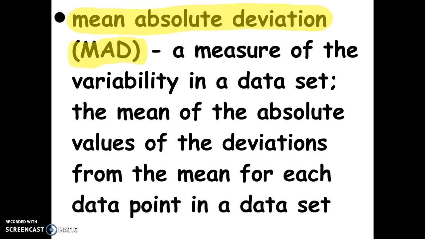Mean absolute deviation, or MAD as we'll call it, is a measure of the variability in a data set. The mean of the absolute values of the deviations from the mean for each data point in a data set.